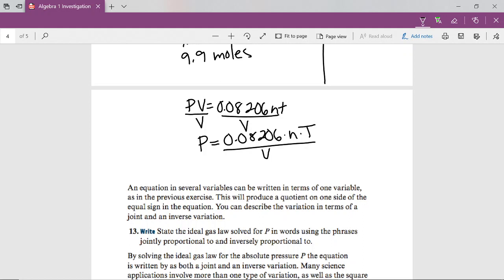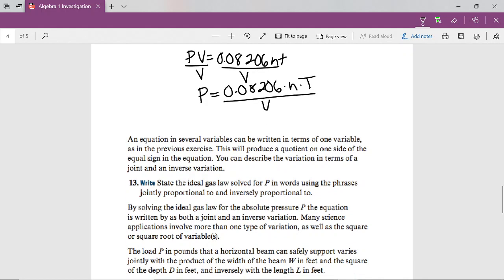With this joint variation, we can talk about this with direct and inverse variation. So an equation in several variables can be written in terms of one variable, just like we did here. This will produce a quotient on one side of the equal sign in the equation. You can describe variation in terms of joint and inverse variation.